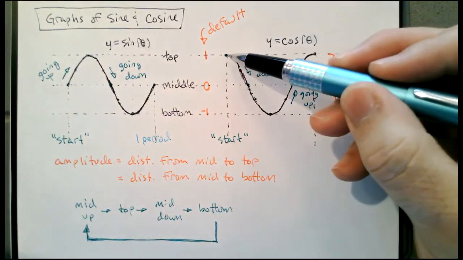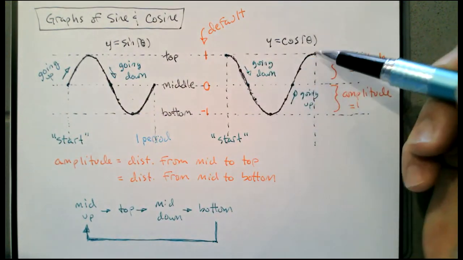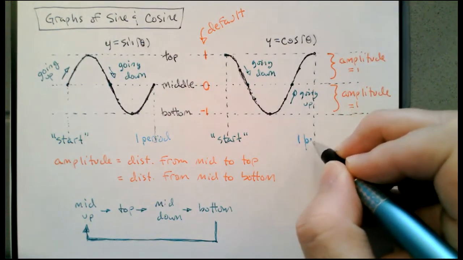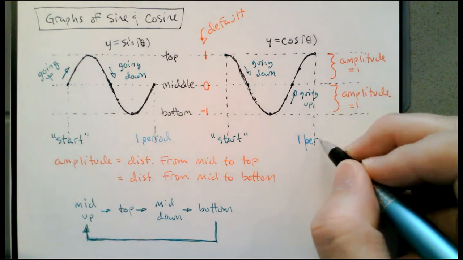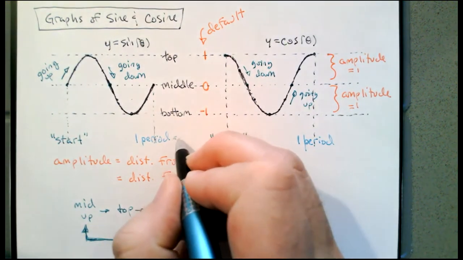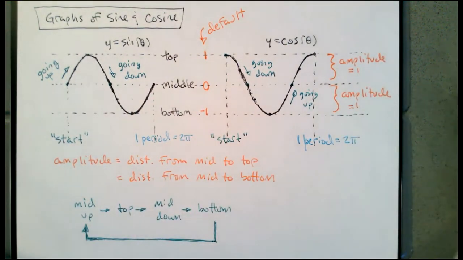For cosine, we start at the top, hit the middle going down, hit the bottom, the middle going up, back at the top, that is one period. I spelled period wrong. The default period for sine and cosine is going around the circle one time, and so the default period is going to be 2 pi. Sine theta and cosine theta both have a period of 2 pi.